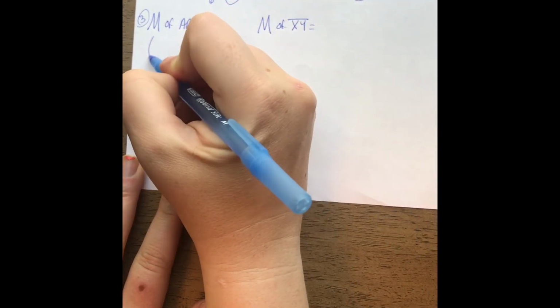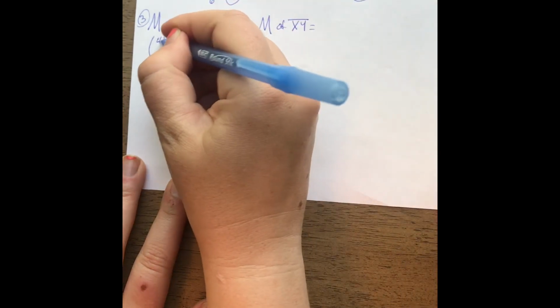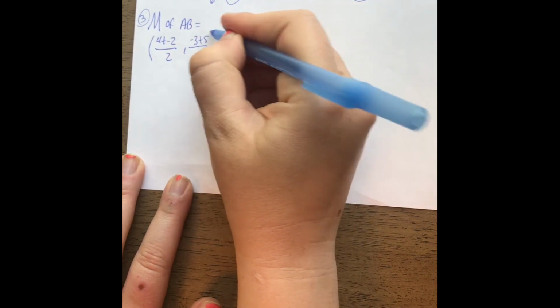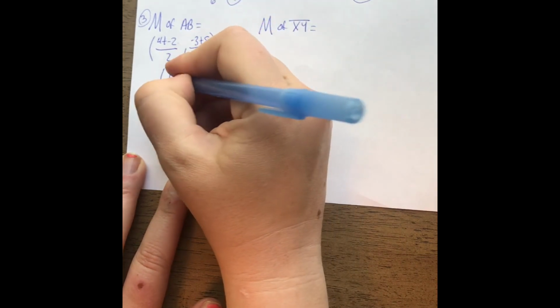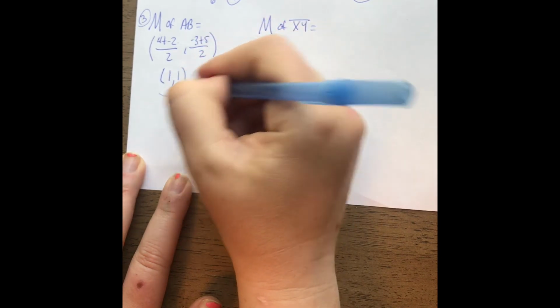The last bit of information we have to solve for is the midpoint of AB and the midpoint of XY. So again, I'm first going to do AB. You add the x's, so 4 plus negative 2 over 2, comma negative 3 plus 5 over 2. This becomes 2 over 2, so it's going to be 1. Negative 3 plus 5 is 2 divided by 2, which is 1.